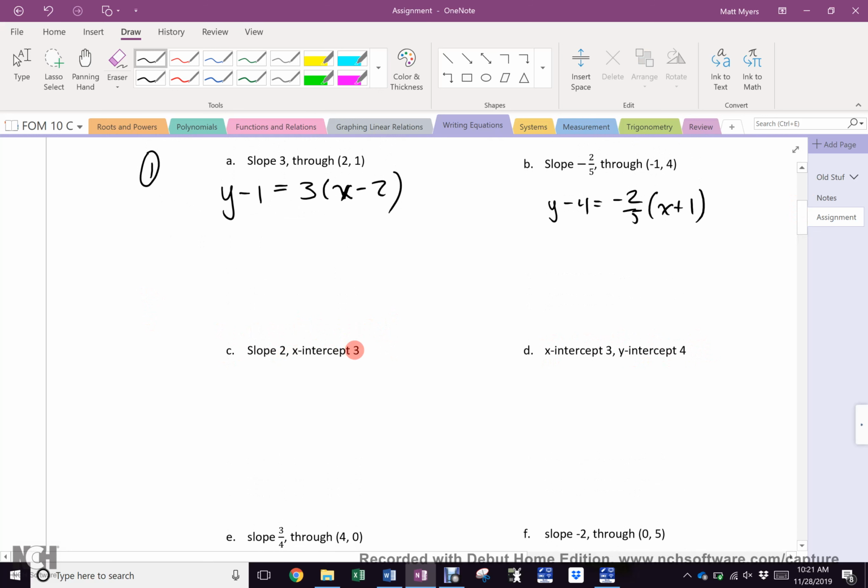Slope of 2, x-intercept of 3. That is 3, 0. Y minus 0 equals 2, x minus 3. You don't need the 0 there, but if you left it there, you can still have the full mark. You also could have had y equals 2x minus 6. X-intercept of 3, 3. Y-intercept of 4, 4. Slope, negative 4/3. Y-intercept of 4.